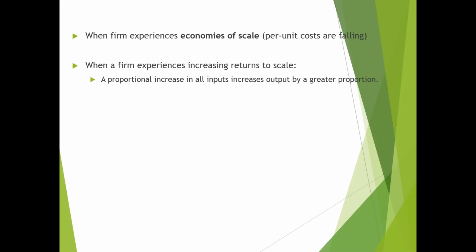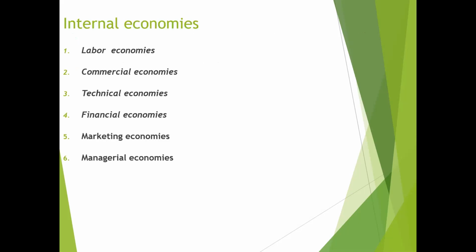So a proportional increase in all inputs increases output by a greater proportion. So if you increase input by a small proportion, output increases by a greater proportion, because now you're having economies of scale. The per unit cost of producing a unit is falling. So as output increases by some percentage, total cost of production increases by some lesser percentage, right?